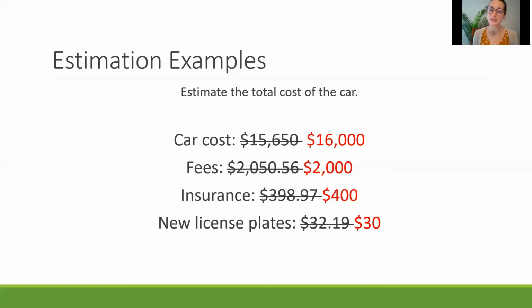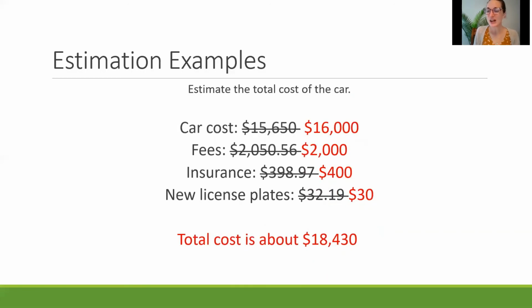So now, instead of adding together all of those numbers that we had before that had lots of different digits and we'd have to line everything up, now we have a much quicker version. We can just do 16,000 plus 2,000 plus 400 plus 30. And they're a lot easier to work with. So the total cost is going to be about $18,430.